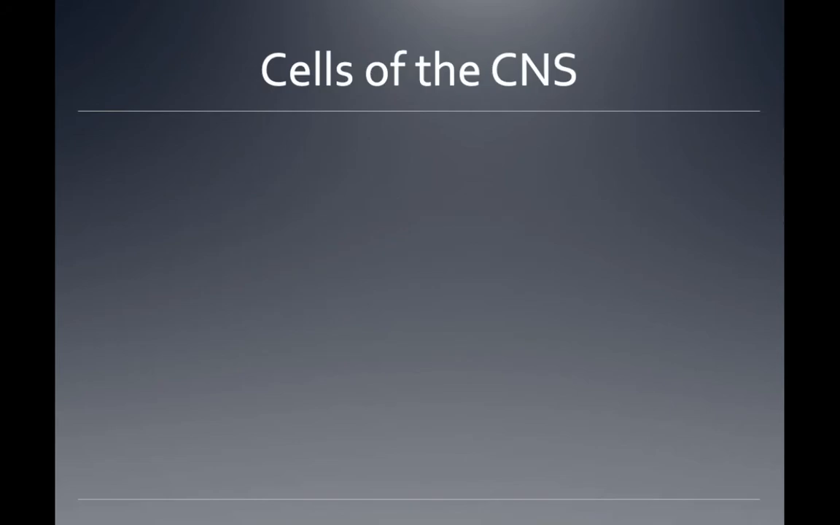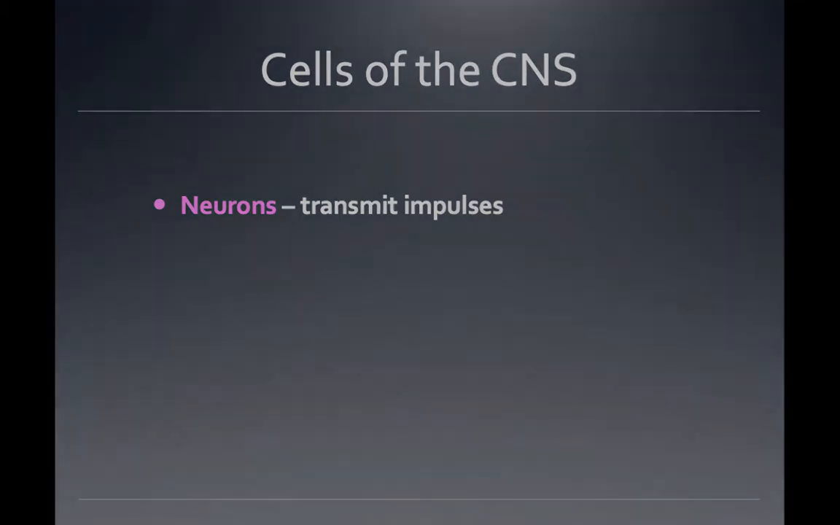So let's start out talking about the cells of the central nervous system. And of course, you know that some of these cells are neurons, and the whole job of neurons is to transmit those neurological or electrical impulses from one place to another in the body. And the job of the neuron is to make sure that those impulses transmit as quickly as possible.